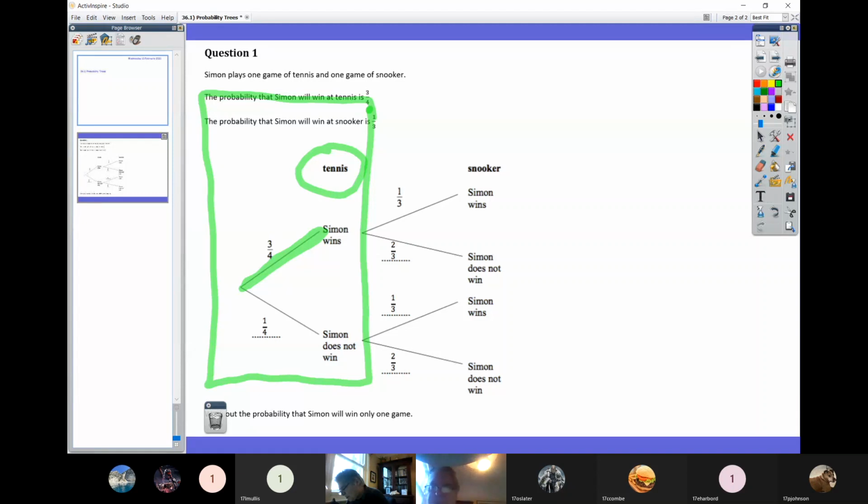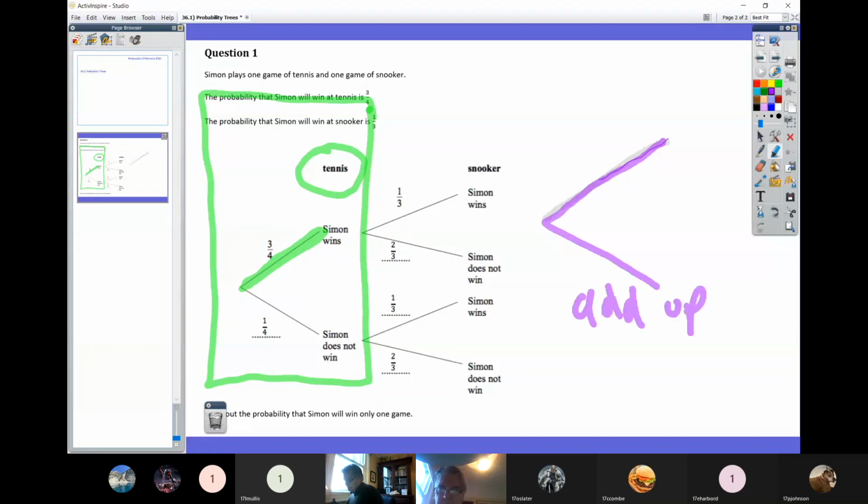So the first learning point is to remember that the two branches of a probability tree, they've always got to add up to a whole. All right, they've always got to add up to 1, because they are the entirety of what could happen. He either wins or he doesn't win. So it is not surprising that 3/4 and 1/4 are there, because they add up to a whole. So that bit in green is all about the game of tennis.